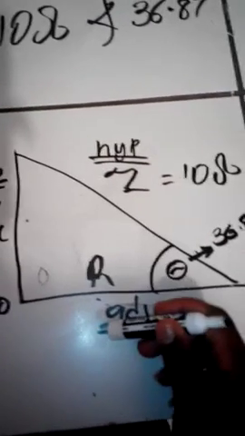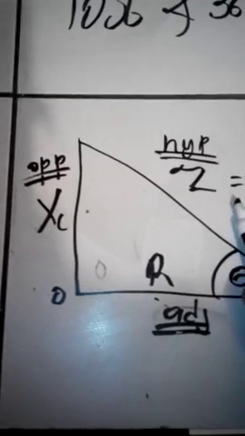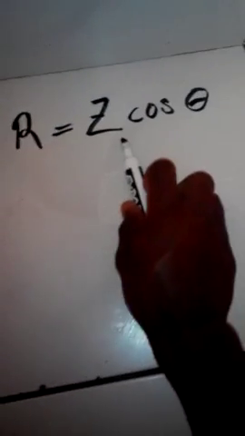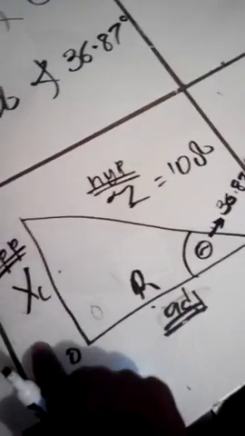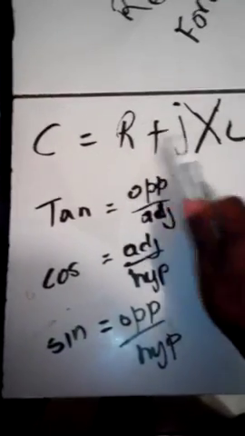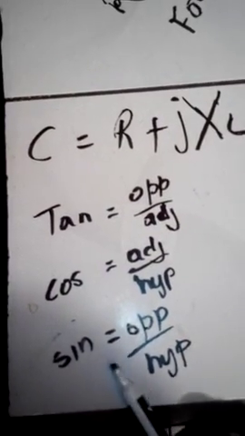And here we're going to use Z, angle theta, and R. So adjacent over hypotenuse, that's the one we choose. So that would be cosine. That's the reason why R is equal to Z cosine theta. Right? That simply means XL is equal to opposite over hypotenuse. We're dealing with the opposite and hypotenuse, so that would be Z sine theta. Look at that again: C is equal to R plus jXL, so we have to find R and XL using the trig rules. So finding XL, it has to be sine, right? Z sine theta.